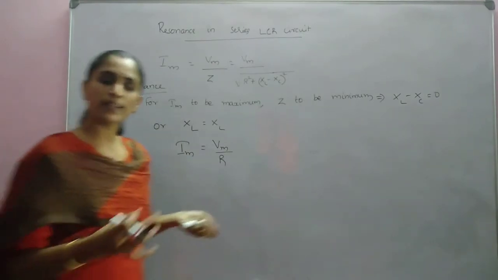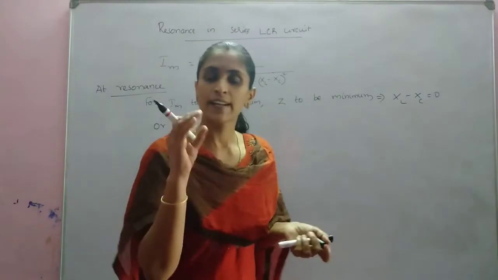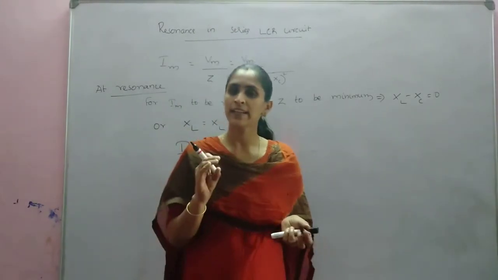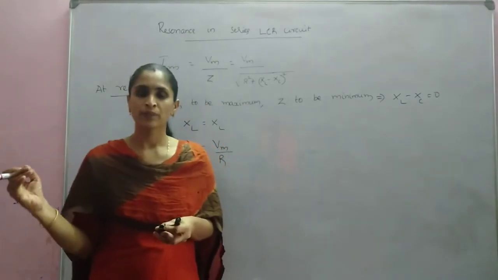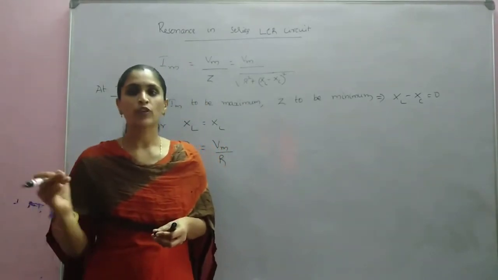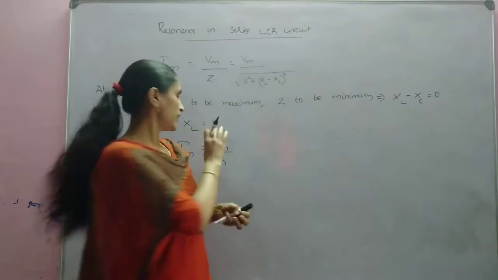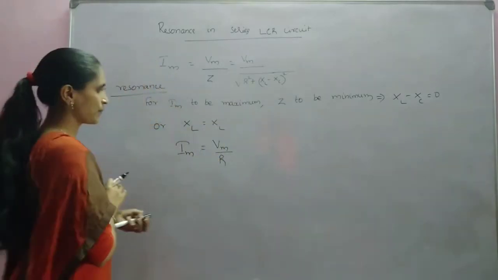So what is meant by resonance in series LCR circuit? Resonance in series LCR circuit is the condition at which maximum current is flowing. For maximum current to flow, impedance should be minimum. So it satisfies this condition.